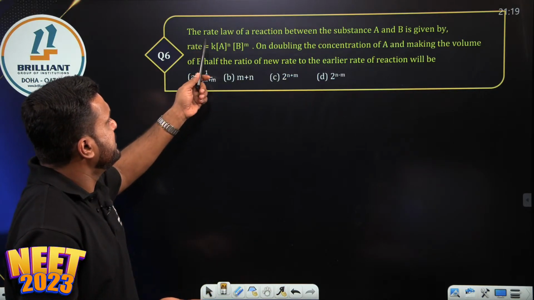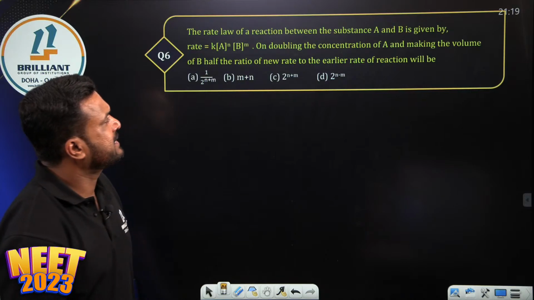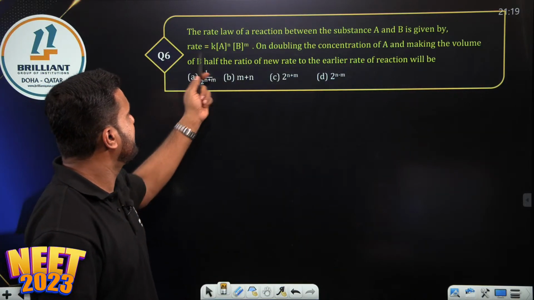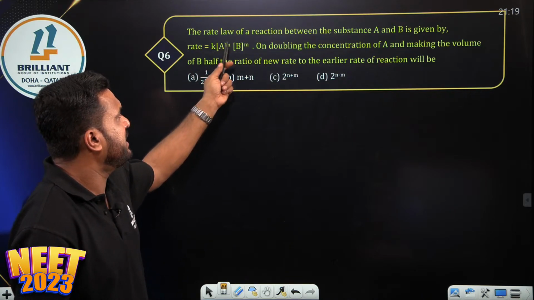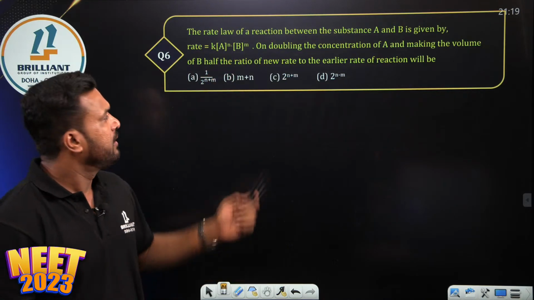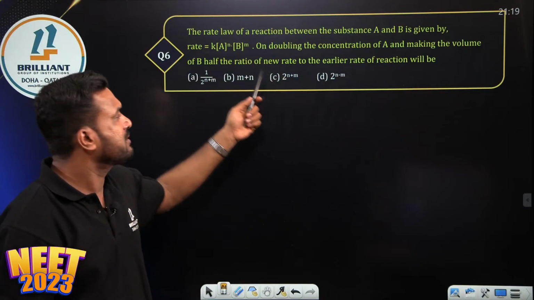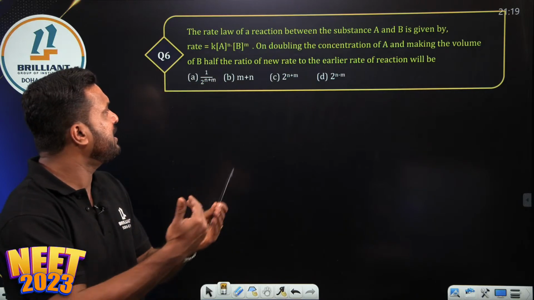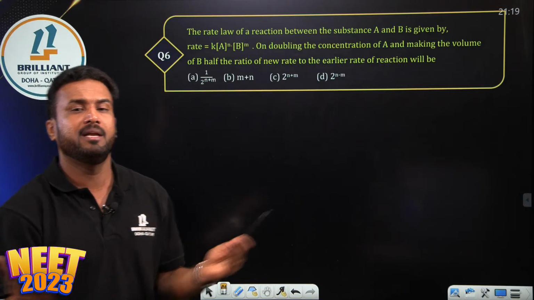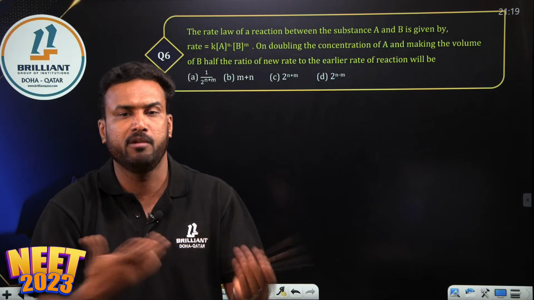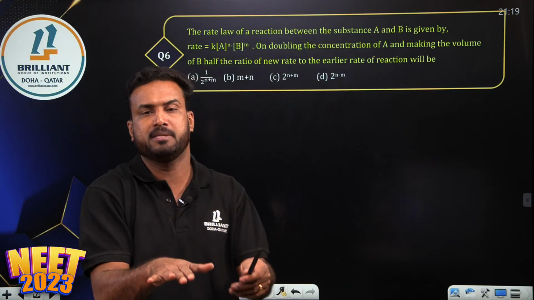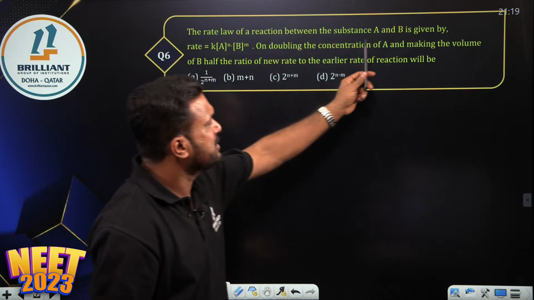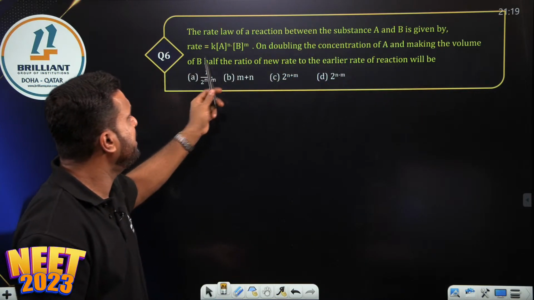See, question number 6: the rate law of a reaction between the substances A and B is given by rate equal to K into A raised to n into B raised to m. It's a normal type, but read the question completely. On doubling the concentration of A and making the volume of B half. Normally the question is like A will be doubling, B will be doubling, or one will be double and the other kept the same, or can be triple. But here they are saying on doubling the concentration of A and making the volume of B half.